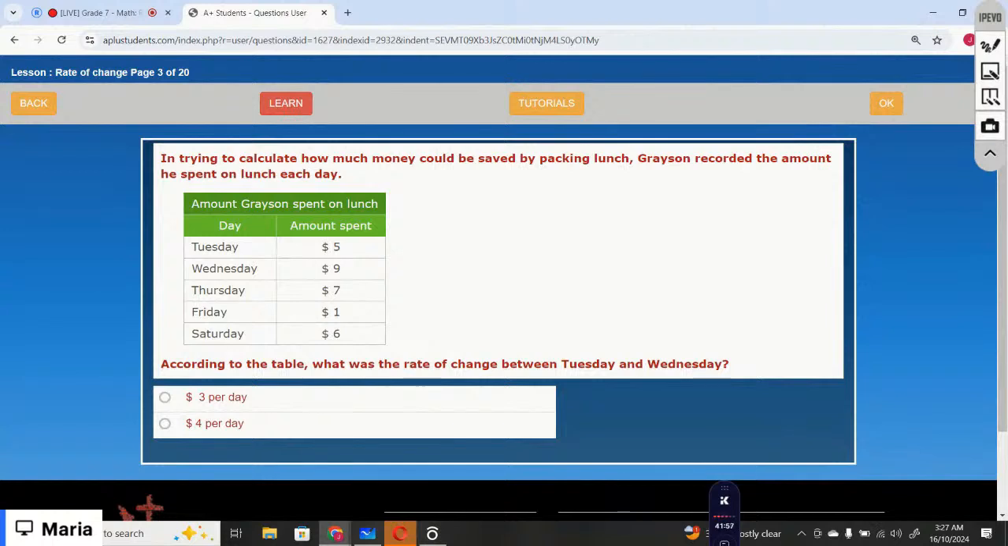In trying to calculate how much money could be saved by packing lunch, Grayson recorded the amount he spent on lunch each day. According to the table, what was the rate of change between Tuesday and Wednesday? So, which is the correct option?